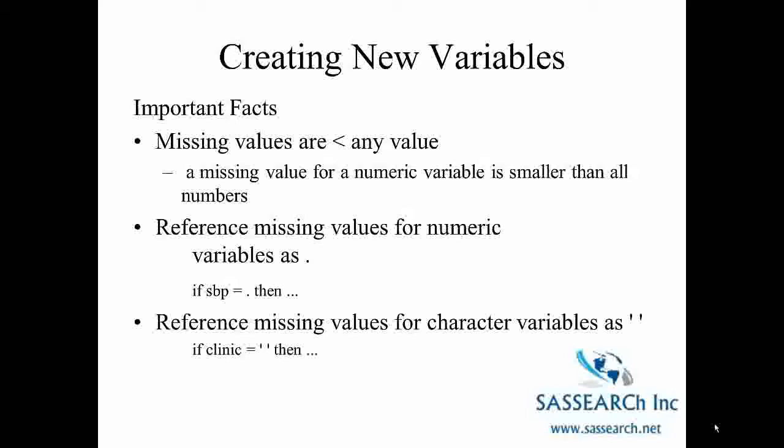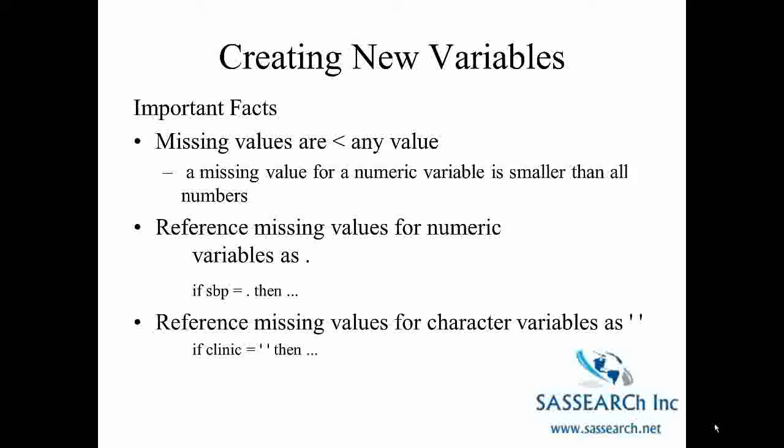So when creating new variables, there are some important facts to consider. First of all, missing values are less than any value. So a missing value for a numeric variable is smaller than all numbers. So in that example, if age is less than 50, then young equals 1. Let's say for a particular person, the age was missing. It was a period. For that person, if you ran that observation through that if-then statement, that person would be classified as young equals 1, even though that person was missing for age. Again, missing values are less than any value.